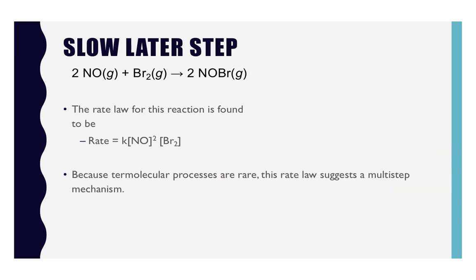Okay, the more difficult one has to do with a slow later step. Okay, so looking at this particular reaction here, they find that it is second order in NO and first order in Br2. Okay. So first of all, when we look at this one, we go, well, that could make sense, right? This could be termolecular, and this just comes together in that. But remember, termolecular processes are rare because it would require the two NO molecules and the Br2 molecule to all run into each other at the exact same moment in time in the exact right orientation.